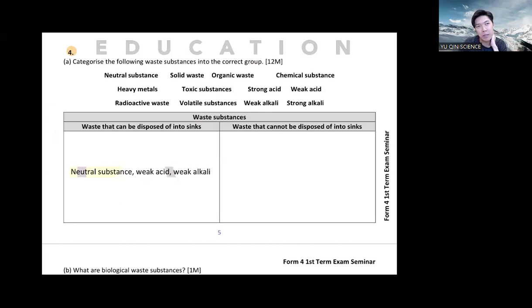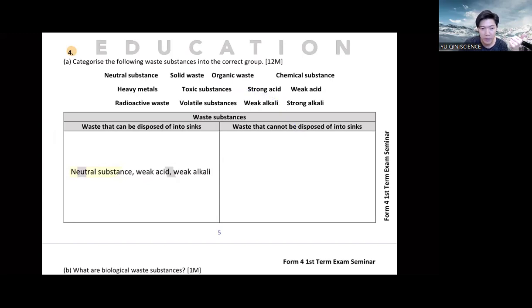Weak acid means a bit acidic, which is slightly below 7, like maybe 6, maybe 5. Weak alkaline is a little bit above 7, like maybe 7.5, maybe 8, and maybe 9. Neutral means 7. Then I think everything else you throw into the other side. Those are all the dangerous things.